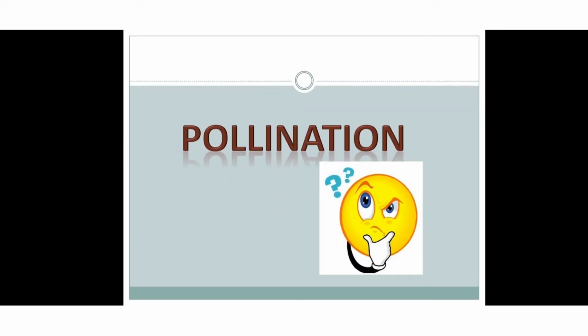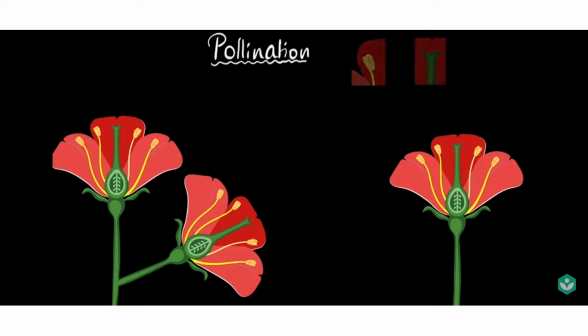So what is pollination? Now we will start with pollination. What is pollination? That is the pollens present in the anther, that is the male reproductive part, which is reaching the stigma in the female reproductive part. That process is called pollination. The process by which the pollen grains or male cells from the male reproductive part is reaching the stigma of the female reproductive part. That is called pollination.